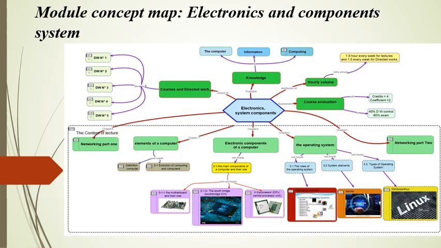This figure presents a concept map model of the electronics and components system. It consists of Chapter 1, Elements of a Computer; Chapter 2, Electronic Components of a Computer; Chapter 3, the Operating System; and a final chapter, Networking, Part 1 and Part 2.